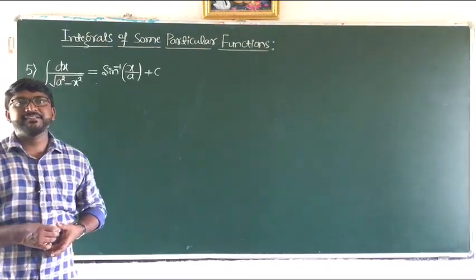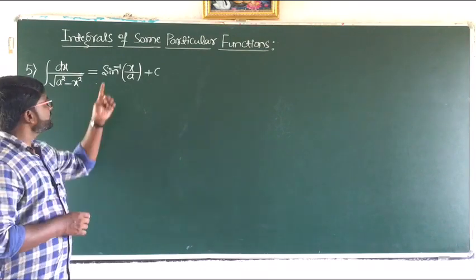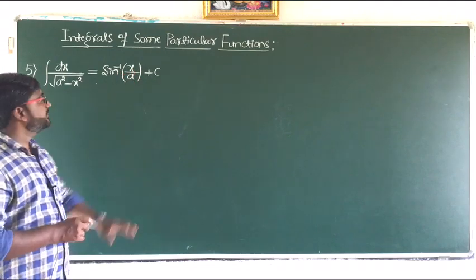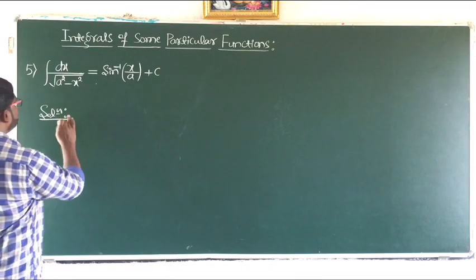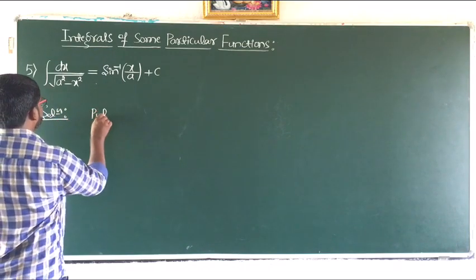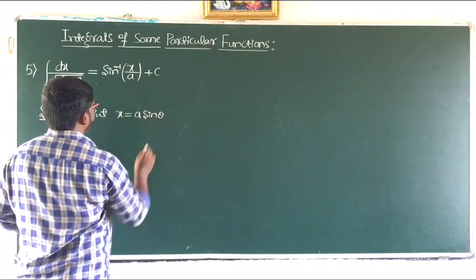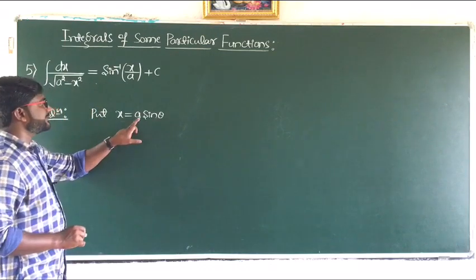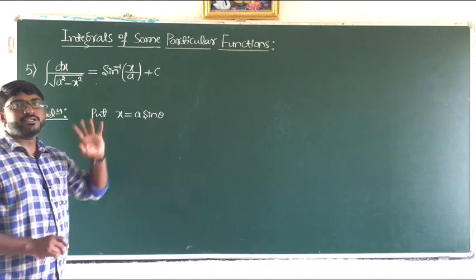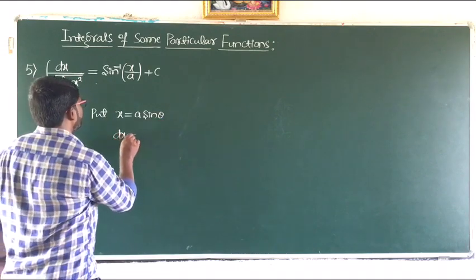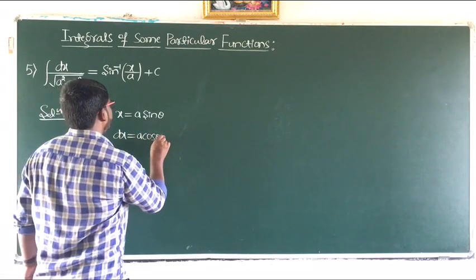The fifth standard result: integral dx by under root a square minus x square is equal to sine inverse x by a plus c. So see here, we will solve this by the substitution method. Put x equal to a sine theta. Now differentiate both sides with respect to theta. Here we get dx by d theta. Take d theta to the RHS. We get dx equal to a, derivative of sine theta will be cos theta, into d theta.